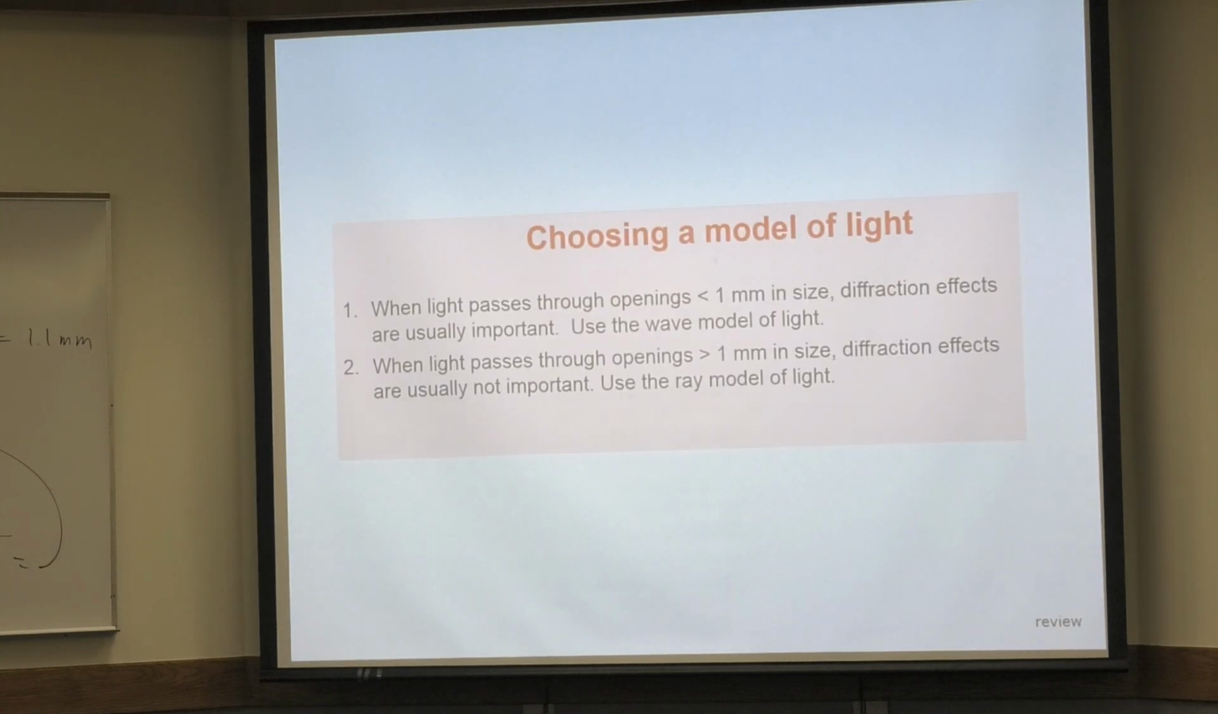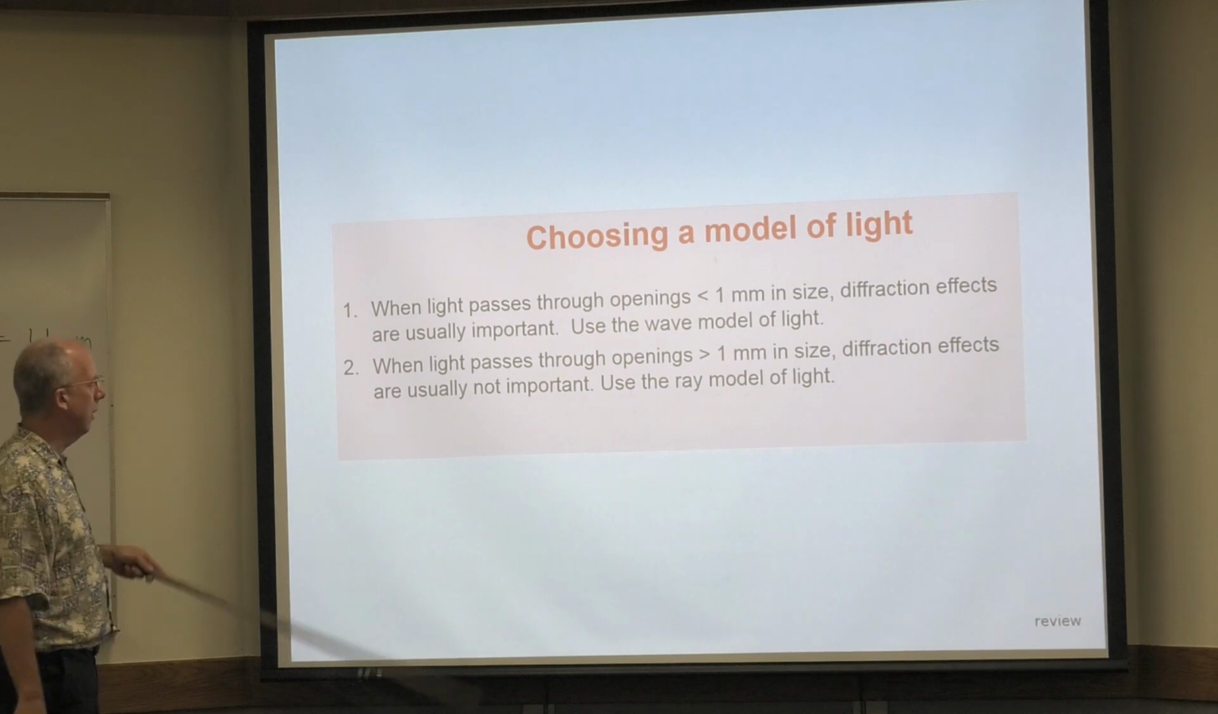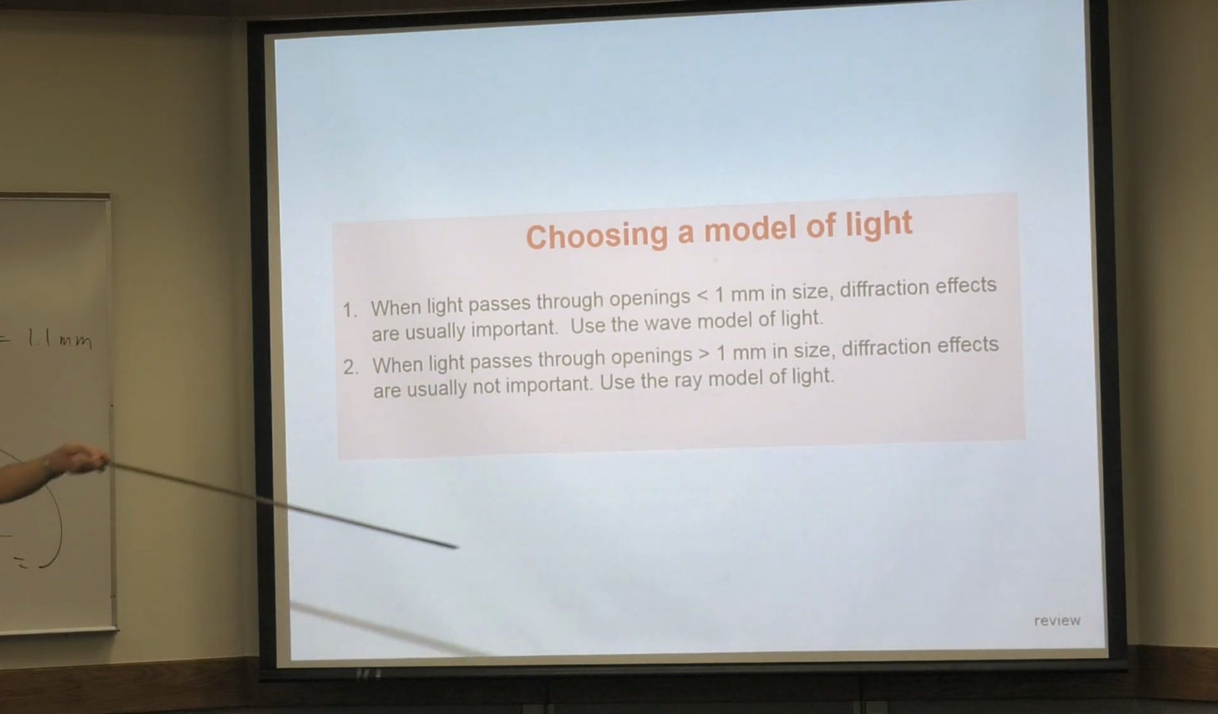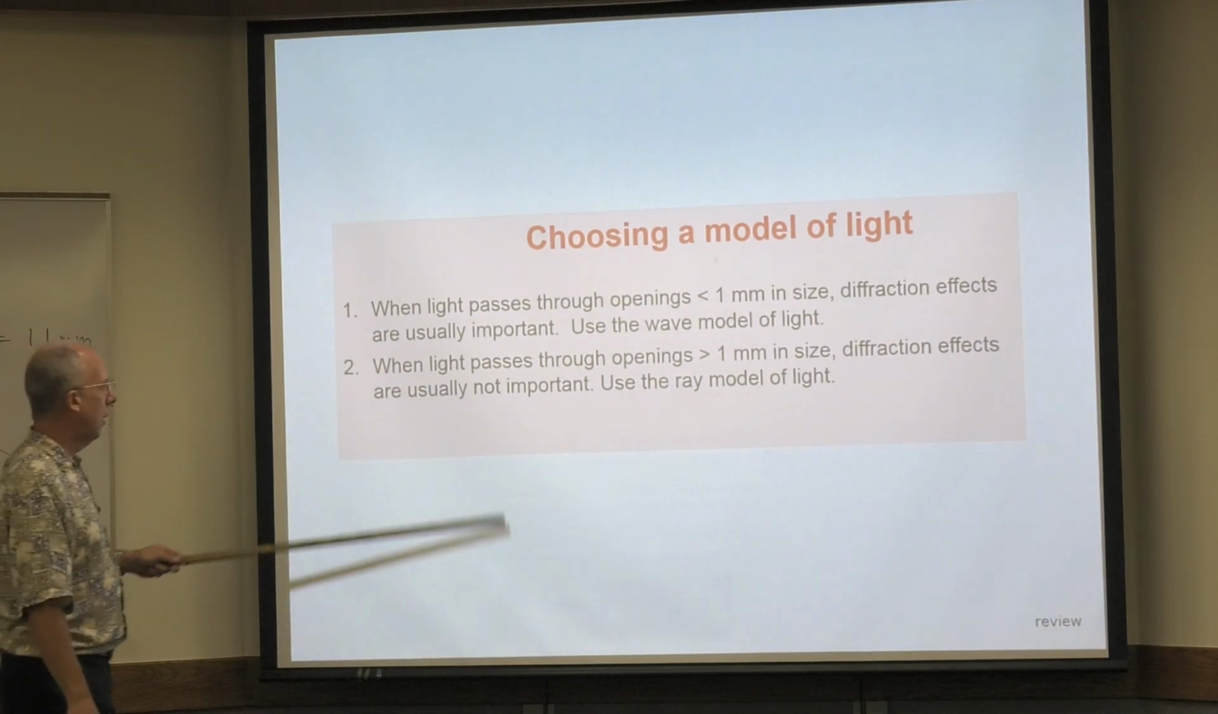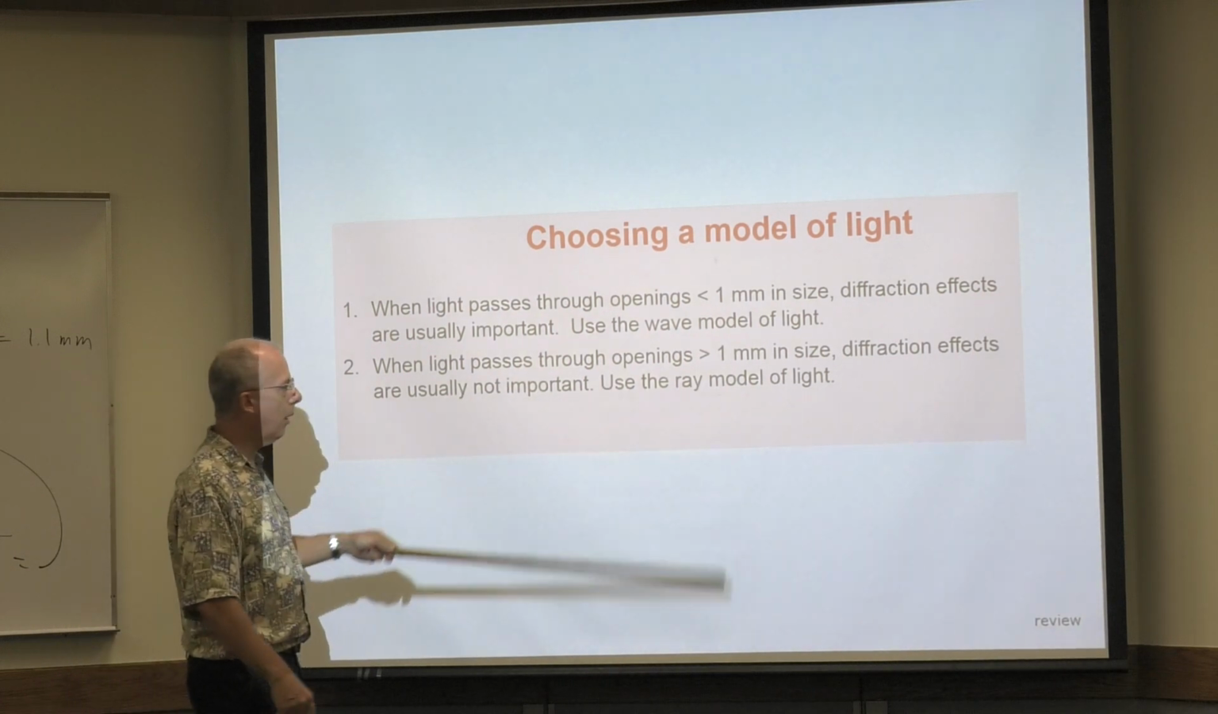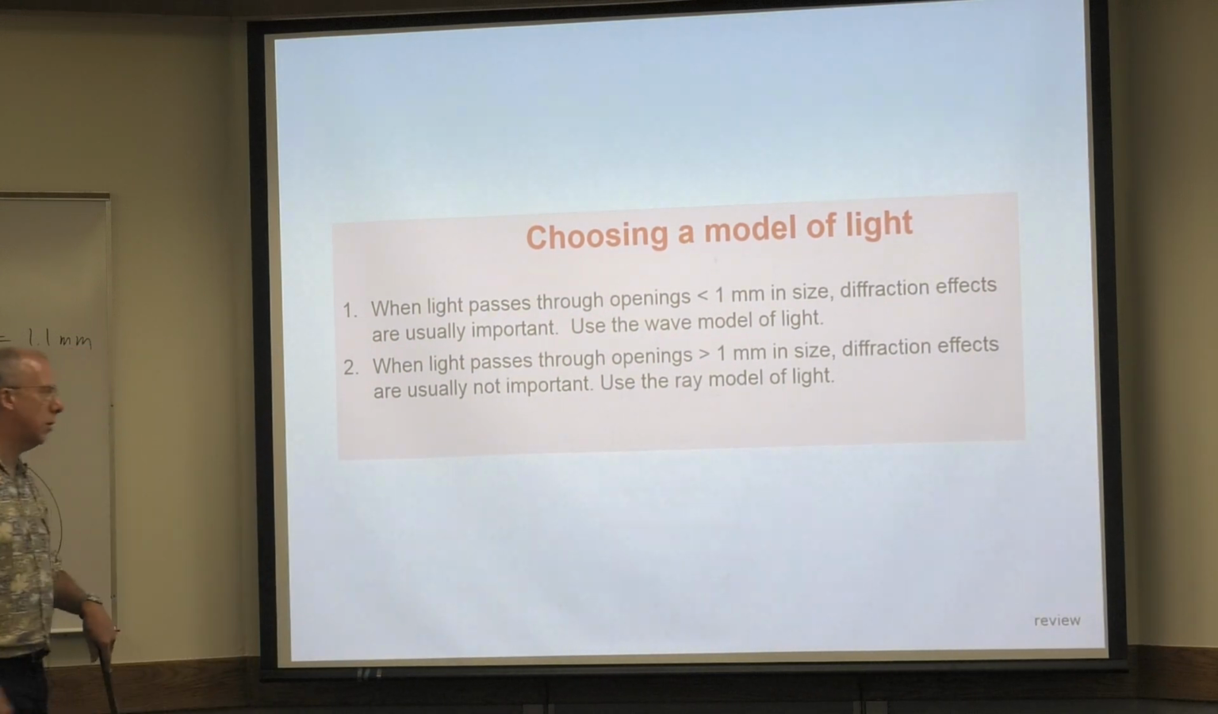Then last but not least, when light passes through openings less than about 1 millimeter, you've got to worry about the spreading. You have to worry about diffraction. When light passes through openings bigger than 1 millimeter, diffraction is negligible, so it's a ray.